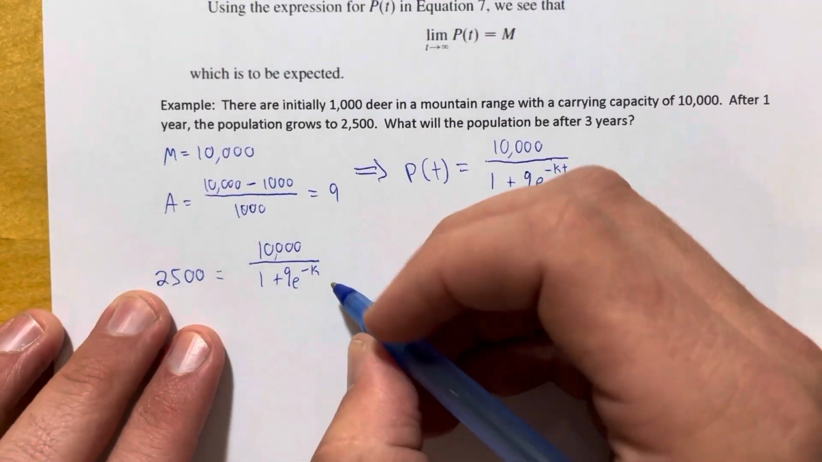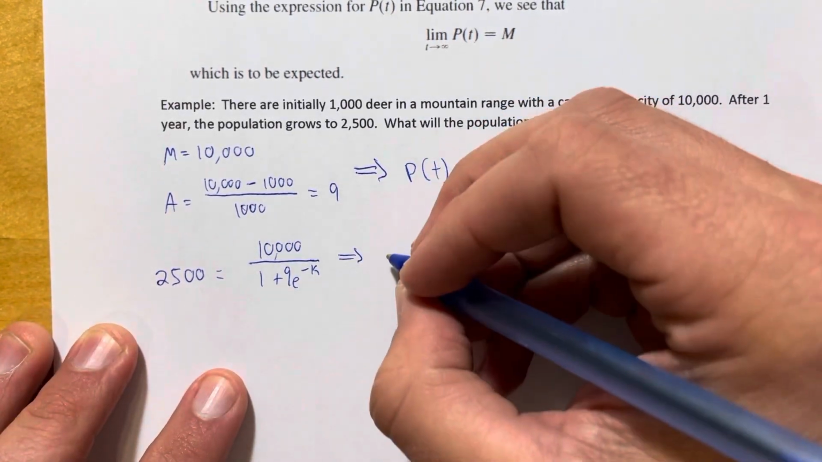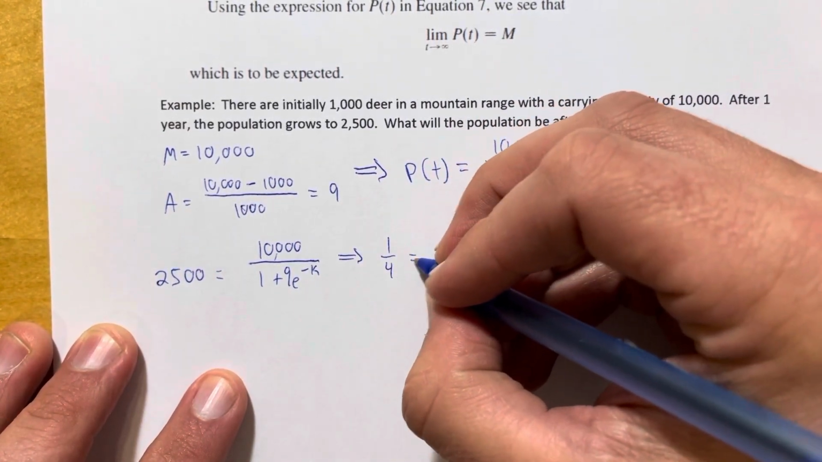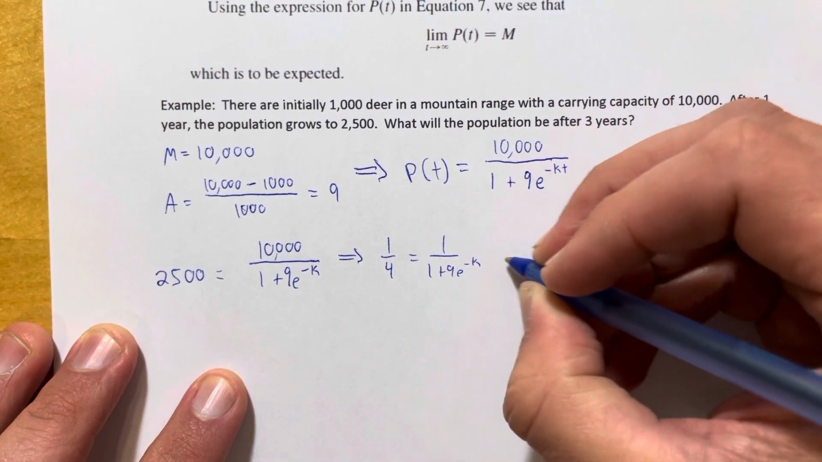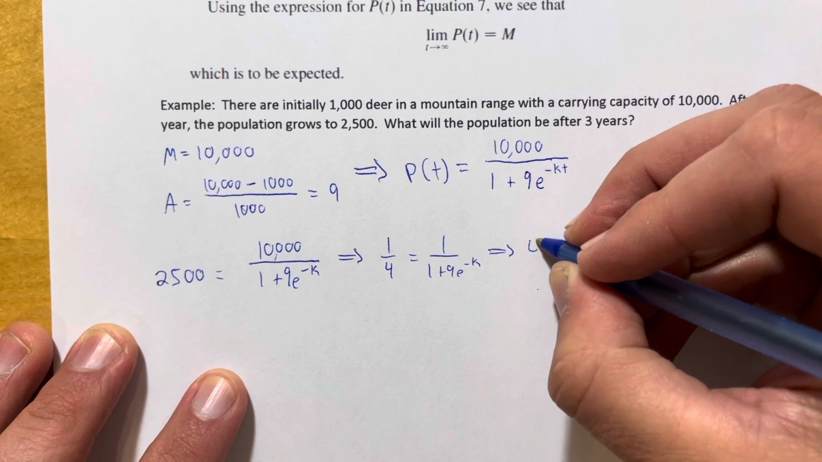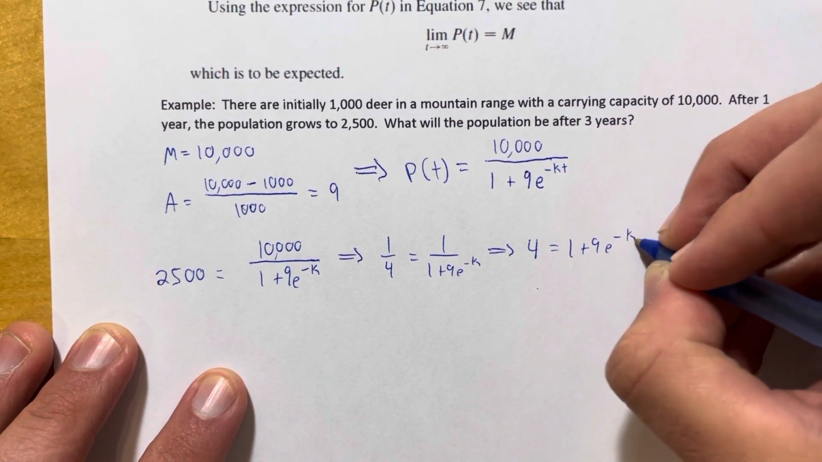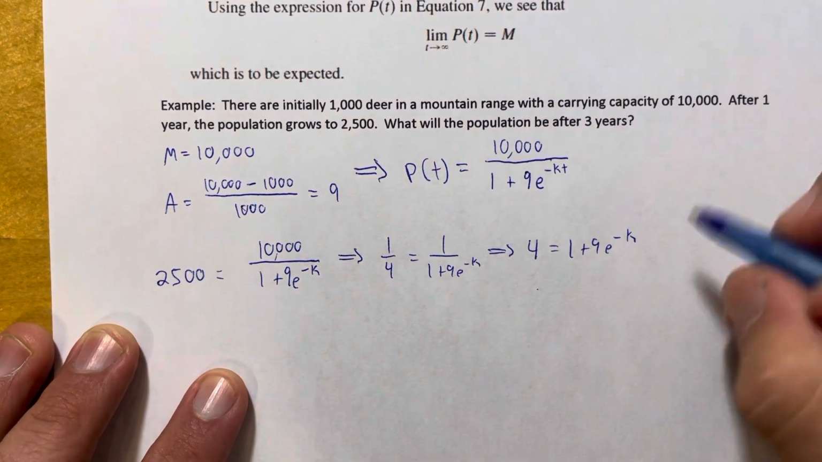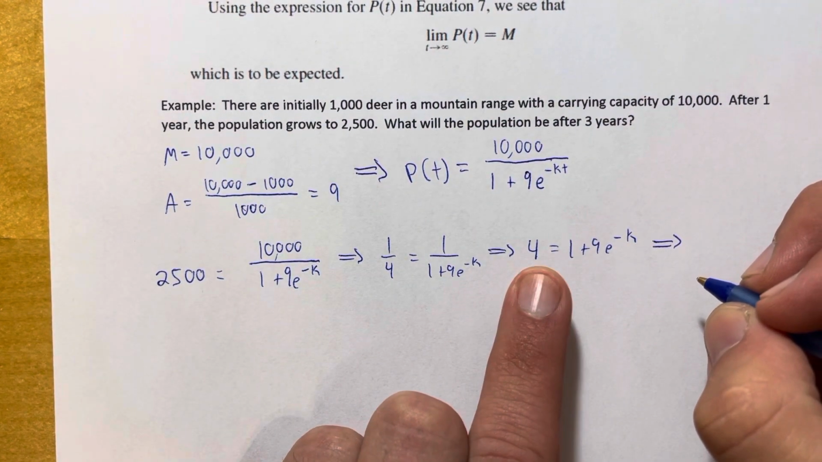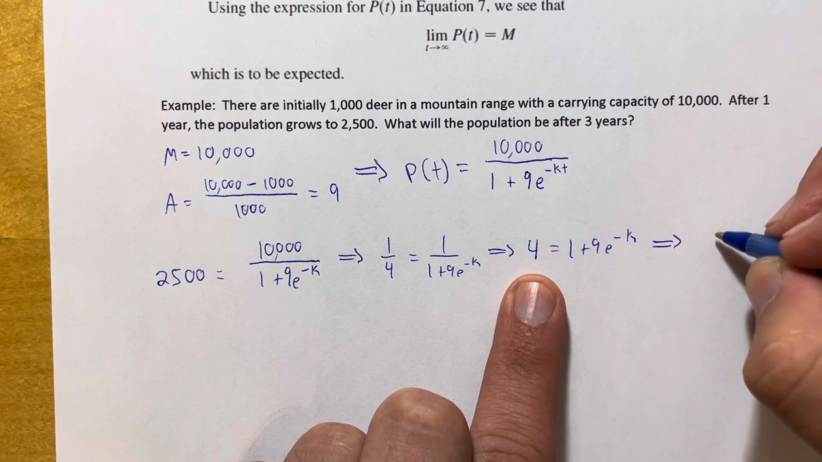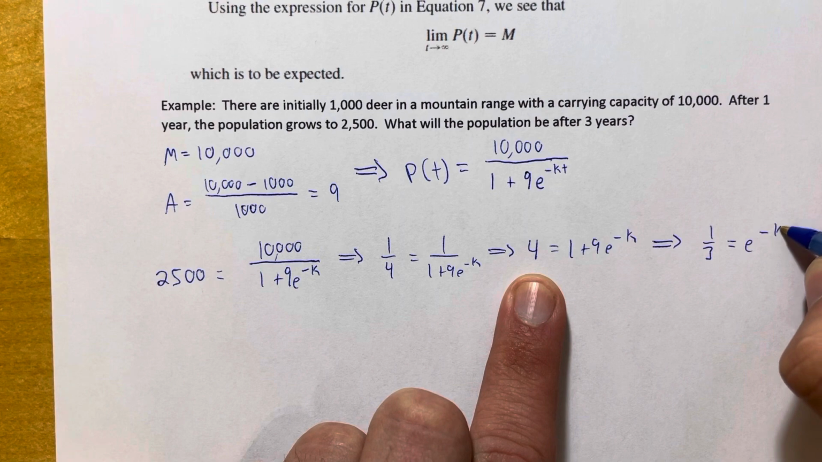Now, we're going to do a little bit of work here. I could divide both sides by 10,000. 2,500 divided by 10,000 is just 1/4. So 1/4 equals 1 over 1 plus 9e to the negative k. Take reciprocals of both sides: 4 equals 1 plus 9e to the negative k. I'm going to do a few steps in 1 here. I can subtract 1 from both sides, so I'd get 3. Divide by 9, I would get 1/3.